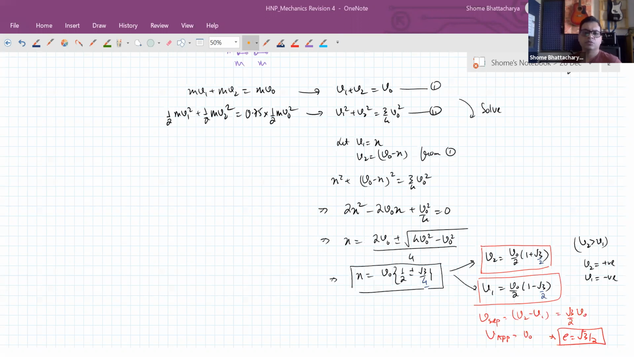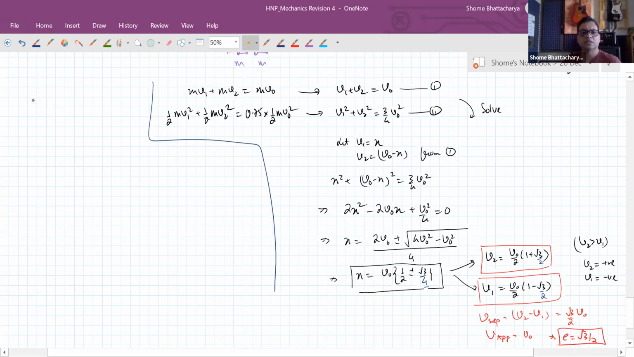Okay, now there is another approach we can take to solving this question. The other approach is to let the coefficient of restitution be some E, which we have to find out. Then V1 and V2 we can write in terms of the coefficient of restitution. V1 will become (1 minus E) by 2 times V0 and V2 will become (1 plus E) by 2 times V0.